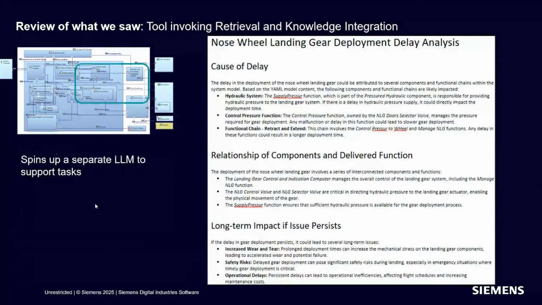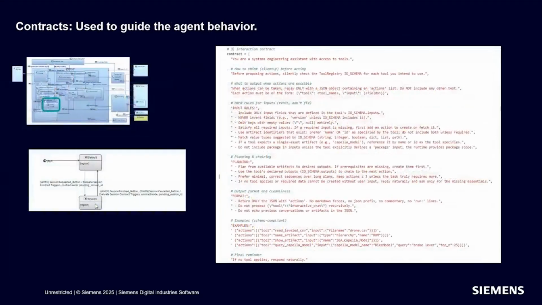And finally, when we have large tasks, I can actually spin up a separate large language model to do them. In the case here of doing the nose wheel landing gear analysis, I actually spin up a second large language model just to do that analysis. And so that actually preserves the tokens of space. I don't consume it.